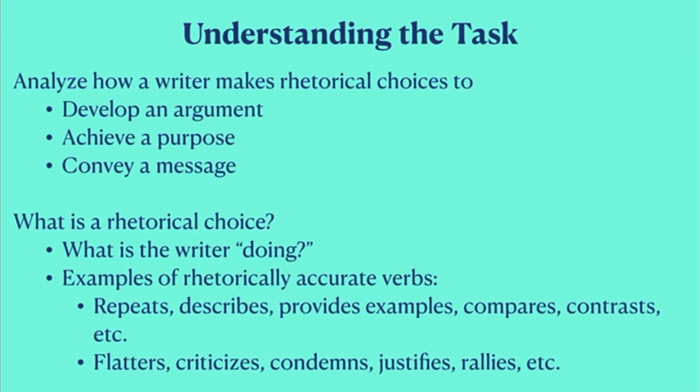Now, there are some really common rhetorical choices like repetition, so the author might repeat a certain word, or maybe they contrast things in a meaningful way, or compare things, so those are all choices. However, sometimes the choices are a little bit more broad, or a little bit less common. So it could be that they're creating an enemy, or maybe they're flattering their audience, or criticizing their audience, or maybe they're trying to justify something. So those are all choices as well.